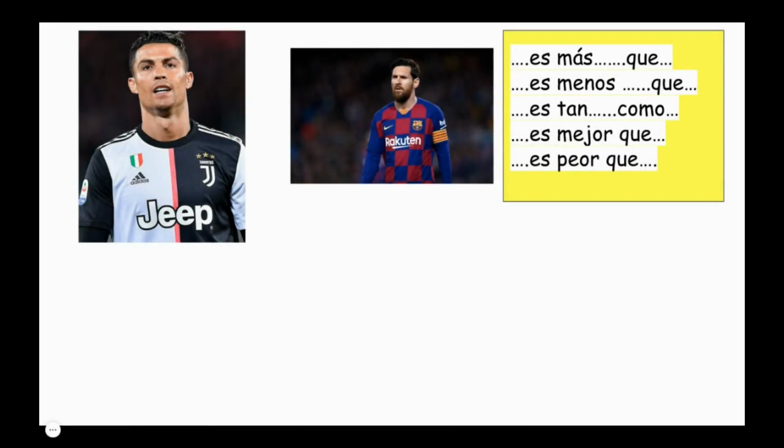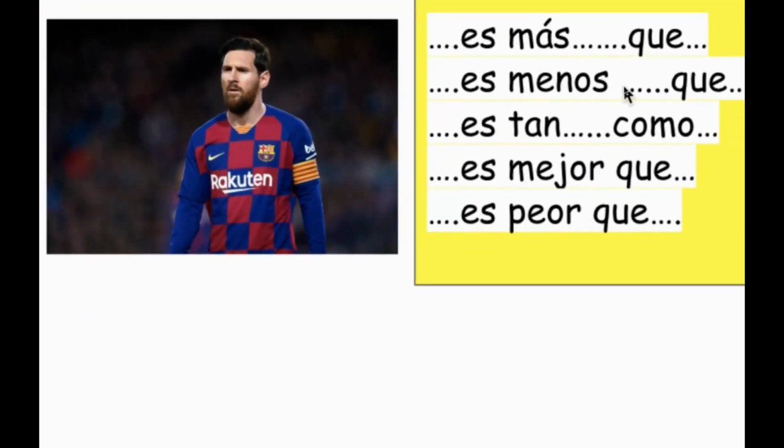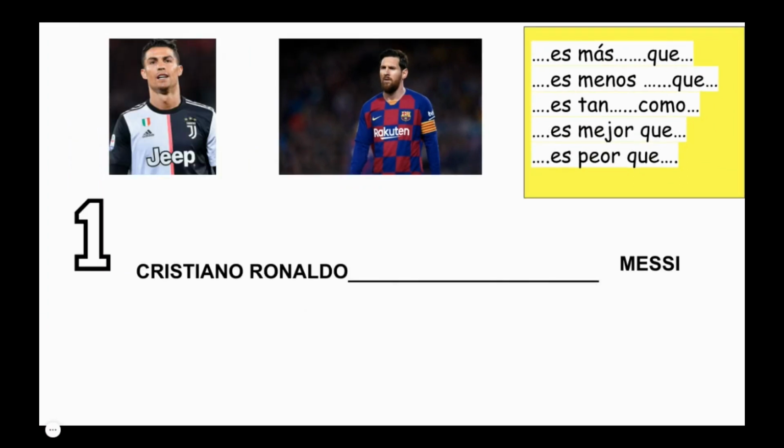Let's go through some examples of how to use these ways to compare things in Spanish. And we're going to do it in 3 steps. So imagine that we're going to compare these two football players and we're going to translate this into Spanish. Cristiano Ronaldo is faster than Messi. In here, I put the 5 structures that we have to compare in Spanish that we've been through in this lesson. So the first step is putting the people or the places or the activities that you want to compare. So Cristiano Ronaldo will be at the beginning and Messi will be at the end.